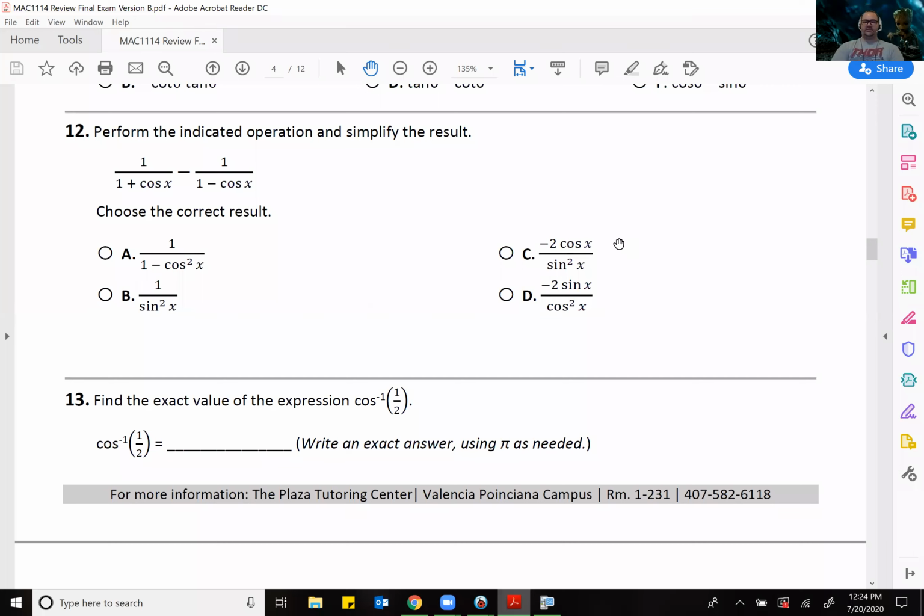But we could have changed this even further. The real simplified all the way down answer would have been negative 2 cotangent x cosecant x. That's actually the really simplified down version of this. If you want to know how to do that, email me, call me, text me, and we could talk about that. But since they left everything in sines and cosines, the answer was C. Okay.